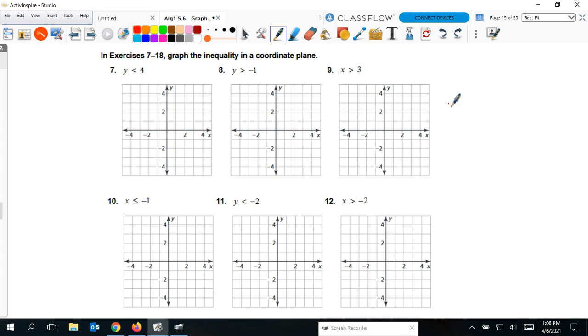All right, so let's go ahead and try some of these. I'm going to do a few of them. I'll do 3, and then you can try 3. I'm going to start with number 8, which is y is greater than -1. So now we want to graph this. This is just a horizontal line.